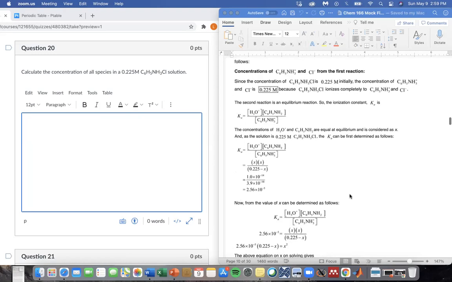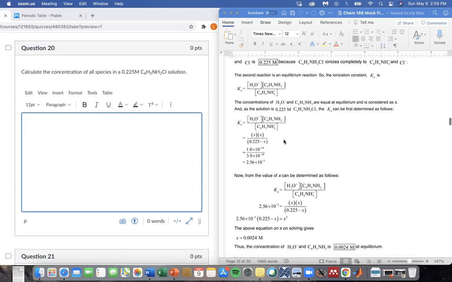And so the next one here, we consider our Ka expression, just like you would for any weak acid. Because this is our weak acid, we have that on the bottom. It's going to produce H3O plus, and it'll also produce its conjugate base. And when we plug in, we'll go for a small x approximation, and so we will assume 0.225 molar C6H5NH3Cl.